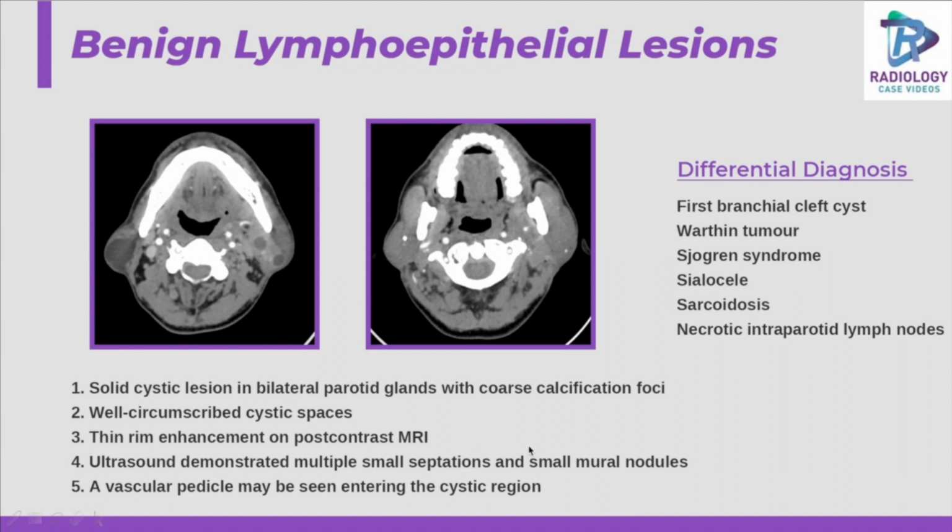Ultrasound may demonstrate multiple small septations and small mural nodules. A vascular pedicle may be seen entering the cystic lesion. So the differentials for this condition can be first branchial cleft cyst, which is seen in the region of parotid, Warthin's tumor, Sjogren's syndrome, ranula, sarcoidosis, and necrotic lymph nodes.